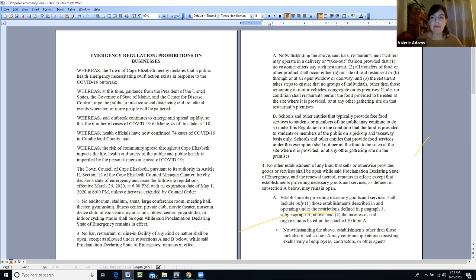Did you happen to type that in, Matt? I'm trying to catch up with where you were at on that. So it's just in the last paragraph of the order itself. Okay.